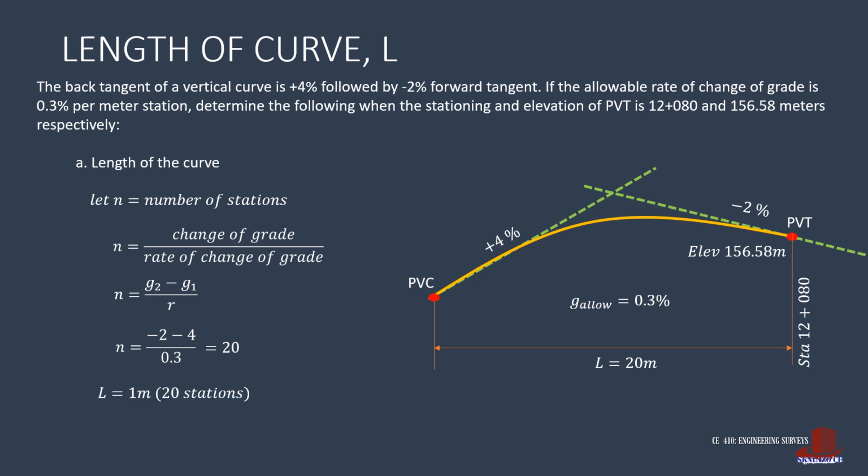With N already figured out, we can solve for the length. The premises stated the change per 1 meter station, which means the distance between stations is 1 meter. So L is 1 meter times 20 stations, giving 20 meters.